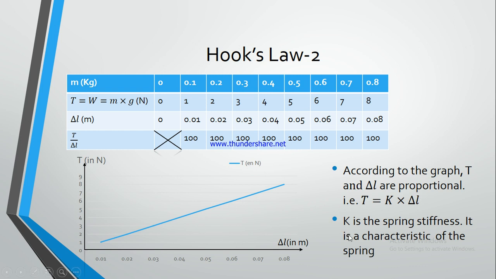What is K? K is nothing but the spring stiffness, which means how the spring will elongate. So for 0.01 meter elongation, the force will increase by 1 Newton, which is K times the elongation.